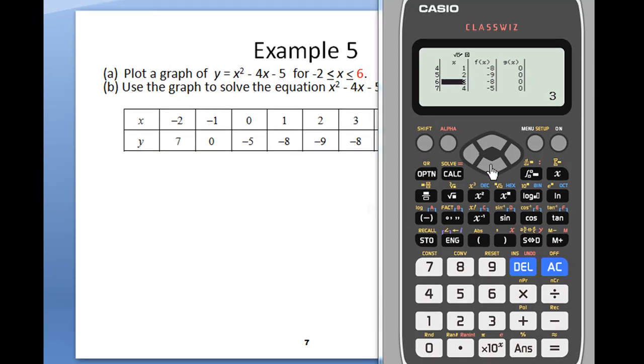If we continue, let's see what happens when x equal to 6. When x equal to 6, you can find that the value of y is equal to 7. So we have verified that our table is correct.